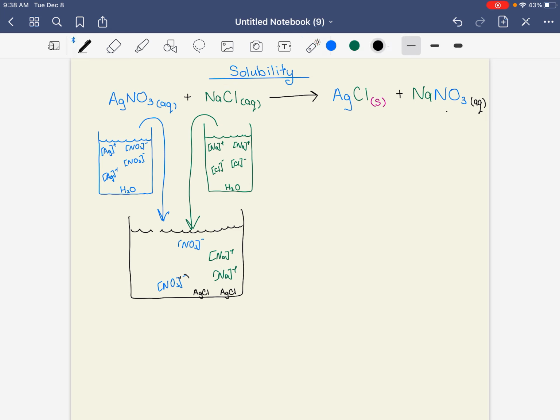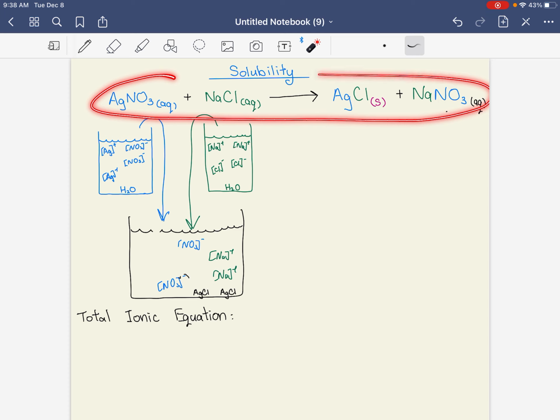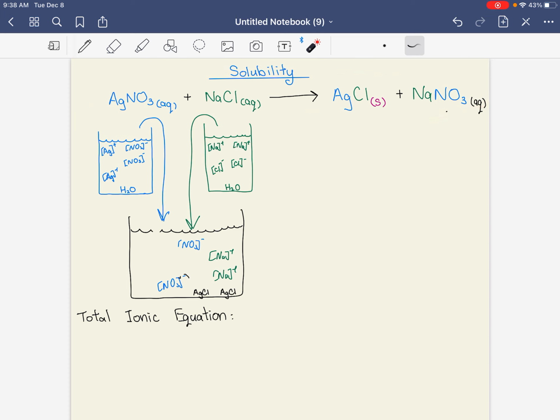Okay, so let's do this. This is called total ionic equation. Okay, that's what it's called, total ionic equation. In a total ionic equation, you are writing this equation right here, based on what happens inside water. So you see how we did this graphically? So we're gonna do it in a chemical equation type of aspect. So let's take a look at how we are gonna do this.